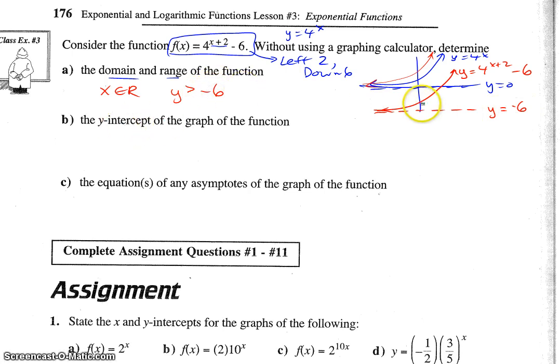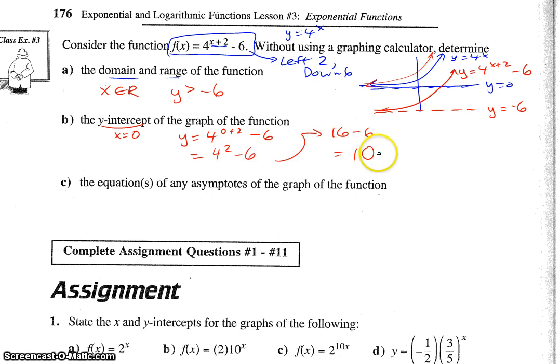Y-intercept, well, it's pretty hard to tell from here because we also moved left 2, so it's not a matter of just going a y-intercept of 1 down 6. So how do we find a y-intercept? We set x to 0. So take your function y equals 4 to the, and put 0 in for x. So 0 plus 2 minus 6. And we would get, pause your video and figure that out.